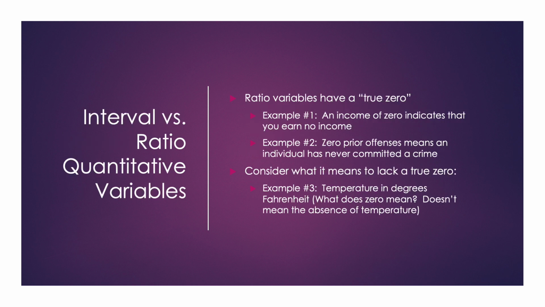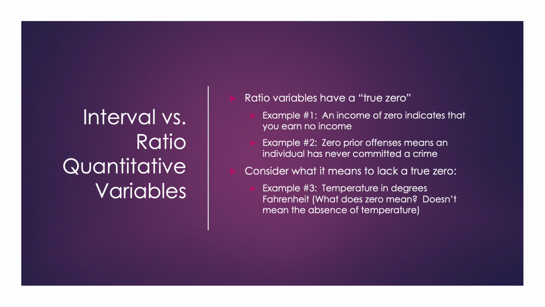So what's the difference between an interval and a ratio variable? Ratio variables have a true 0. So for example, an income of 0 means that you have no income, you have $0. Or having 0 prior offenses means that somebody has never committed a crime, or at least never committed a crime and gotten caught.